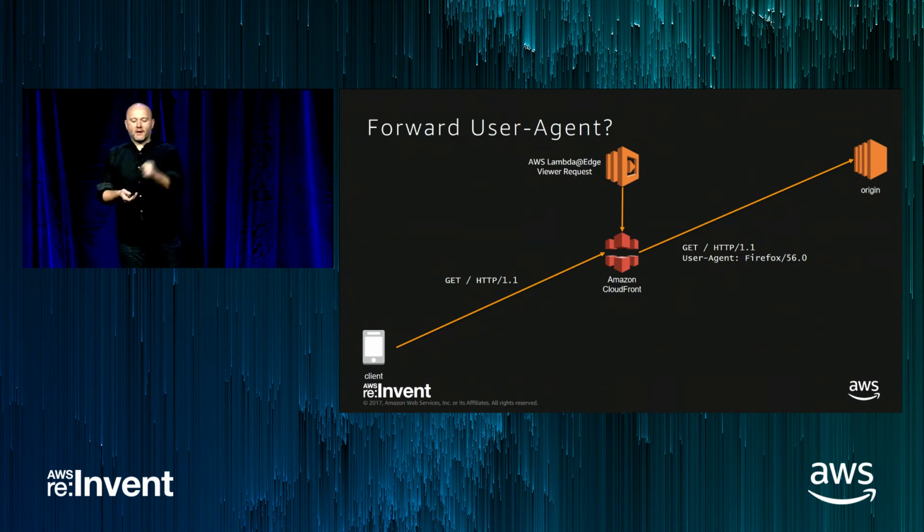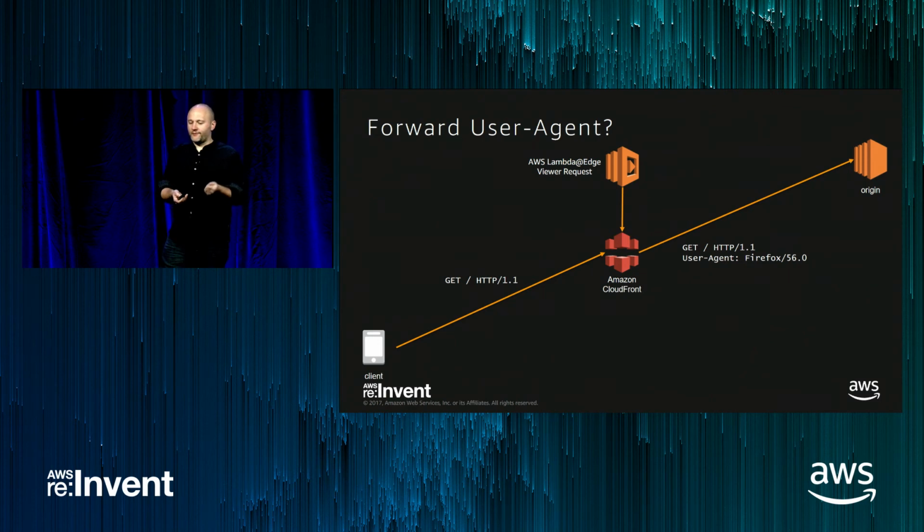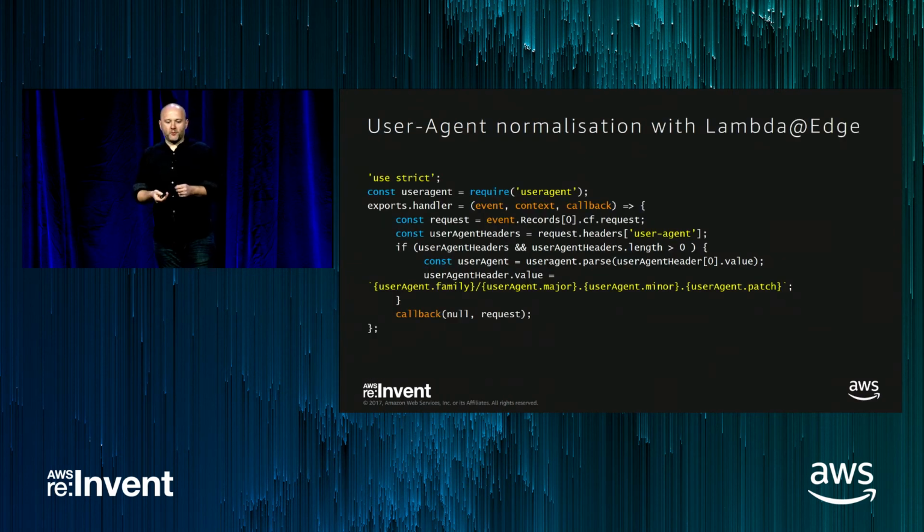So in this case, I'm extracting the browser product's name and its version, and I'm only forwarding that to the origin. By doing that, I'm only going to send the information that the origin needs to know. I'm going to reduce the variability of the user agent string, therefore increase the cache hit ratio and improve performance.